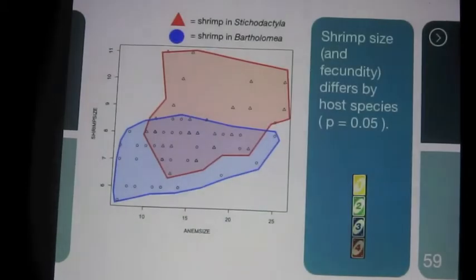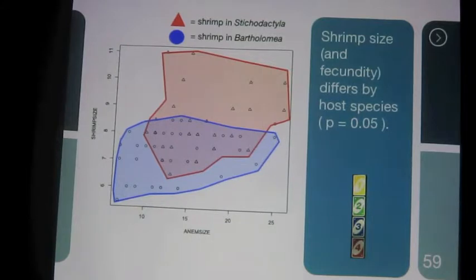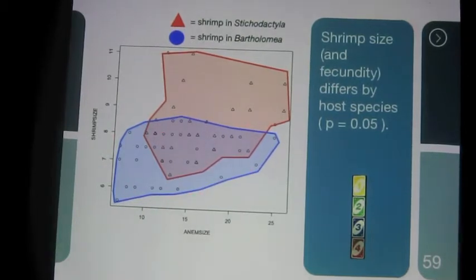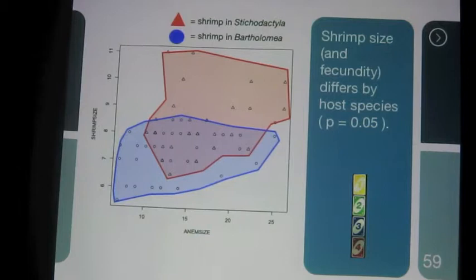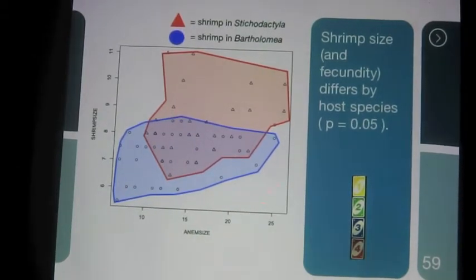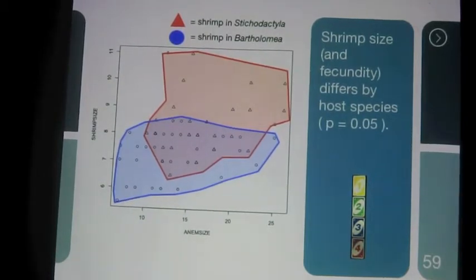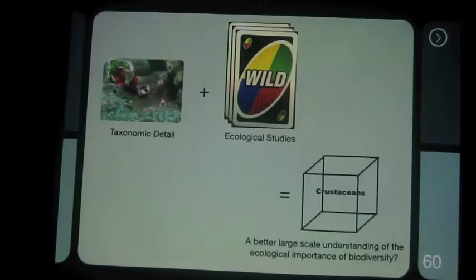But when we look at the shrimp in the 2 different anemone species, so in the red, we have shrimp in the sun anemone, and then in the blue, we have shrimp in the corkscrew anemone. And they form very different groupings, despite the anemones having at least roughly the same size range. So you get up into the 20 centimeter range for these things. 2 different responses based on host. So again, it's a hint of functional diversity.